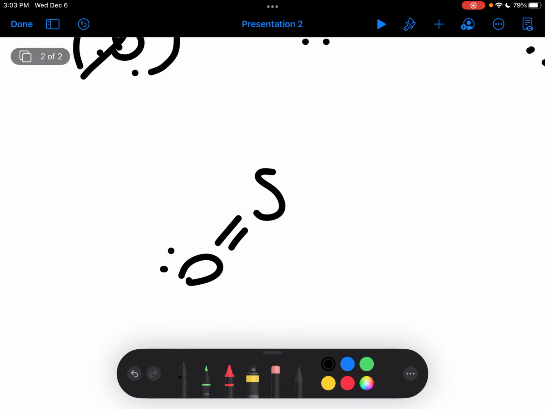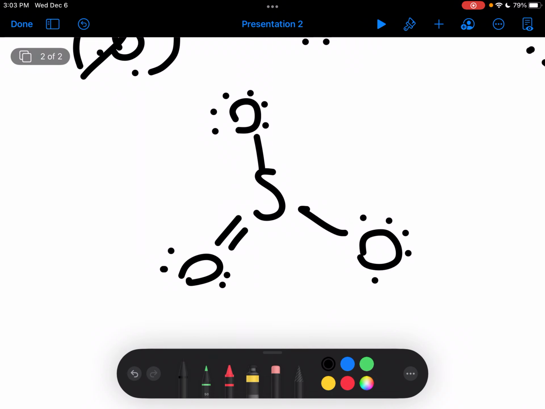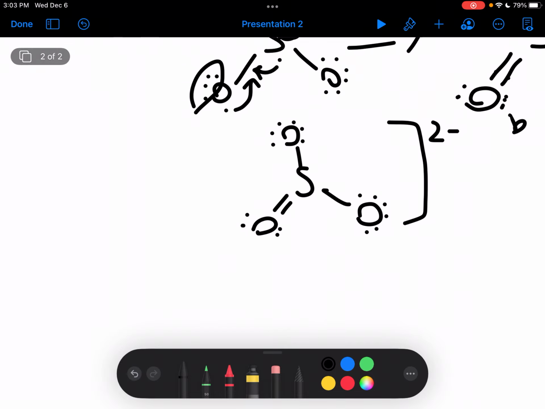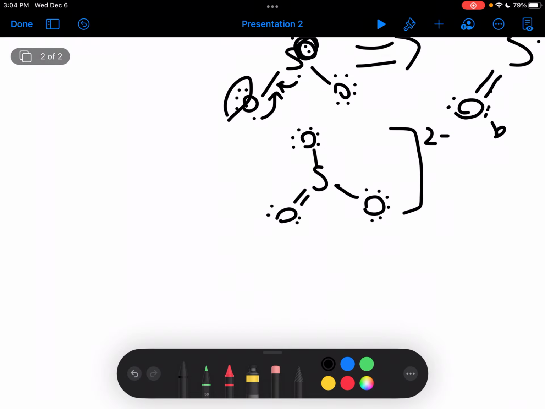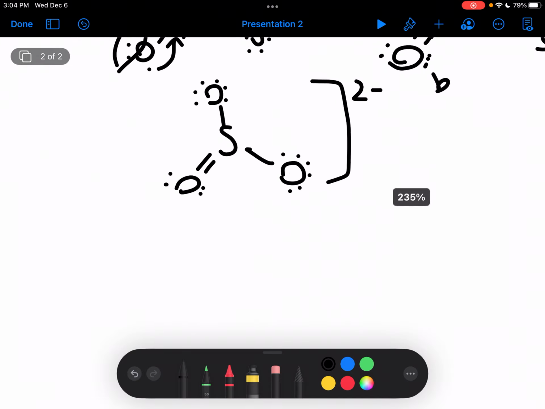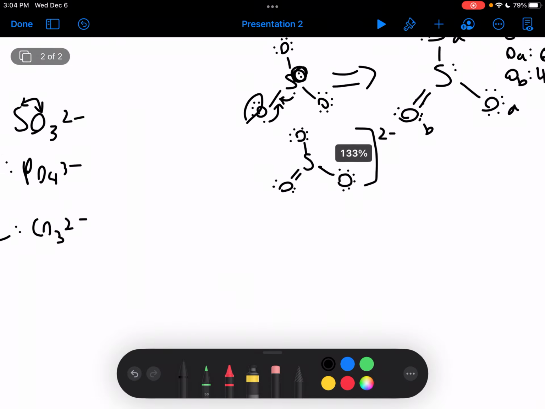So if we draw that again, we can draw the bracket and put a 2 minus. Make sure you always remember this bracket. It's very important. Now in terms of resonance structures.